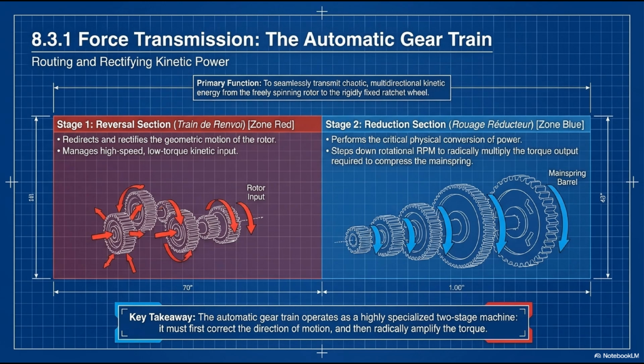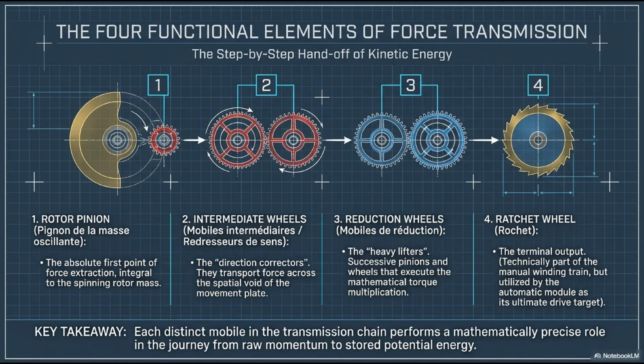The automatic gear train is a highly specialized two-stage machine. Let's break down that transmission chain into its 4 precise functional elements. We will trace the step-by-step handoff of kinetic energy. Component 1 is the rotor pinion, the pignon de la masse oscillant. This is the absolute first point of force extraction, permanently attached and integral to the spinning rotor mass.